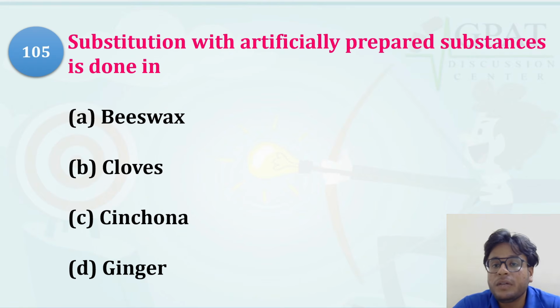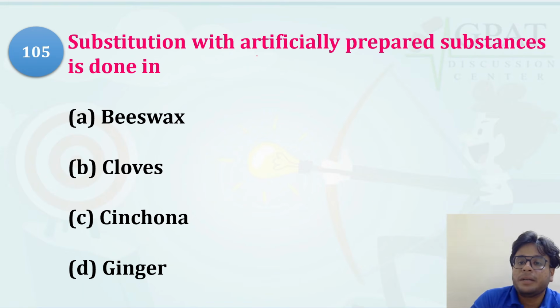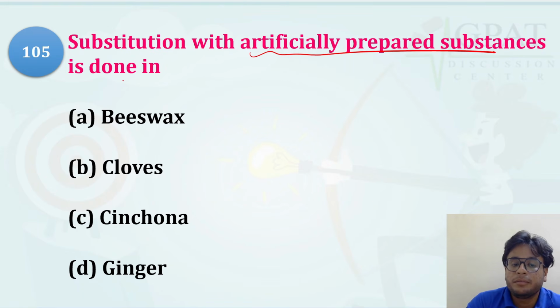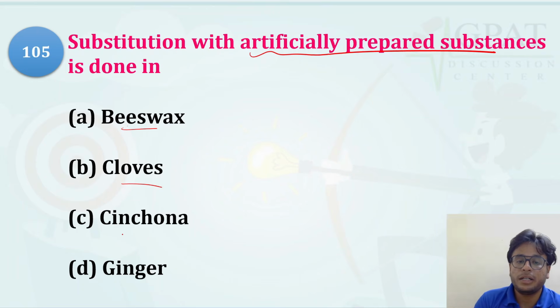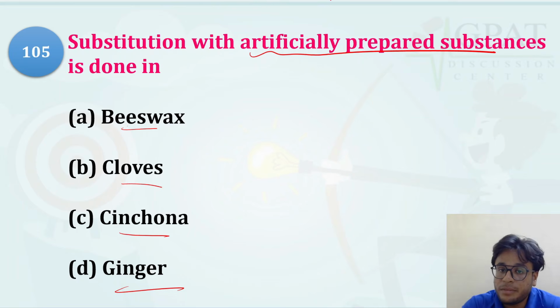Which of the following is mainly artificially prepared or substituted by a substance? Option A is going to be the beeswax. Option B is mainly the clove. Option C is going to be the cinchona, and option D is going to be the ginger. The substitution with the artificially prepared substance.